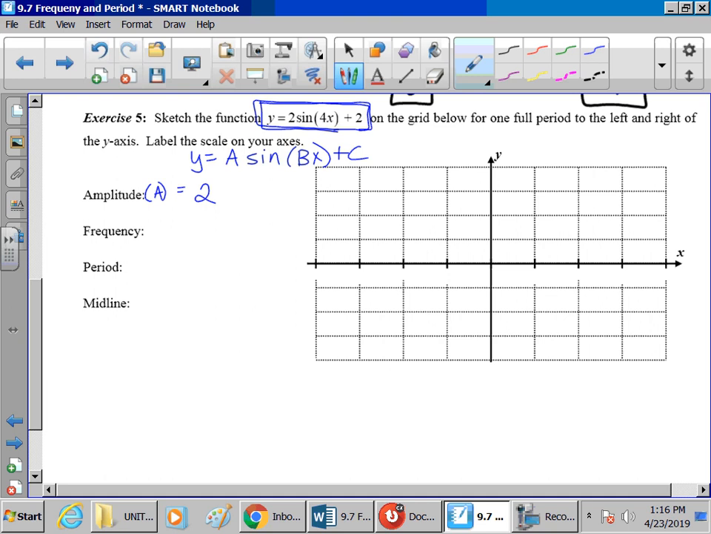All right? Then your frequency is your b. So my b frequency in this case is 4. And my period is going to be 2 pi divided by 4, which is pi over 2. Now my midline is my c. I didn't put this is my b. My midline is my c, which is y equals 2. So let's put that in here, and that's where I start.